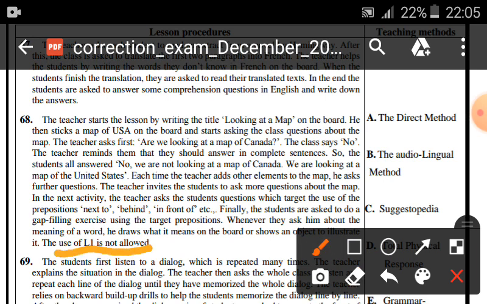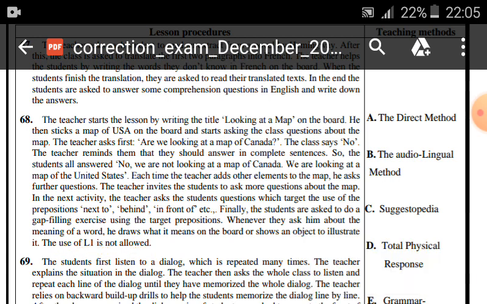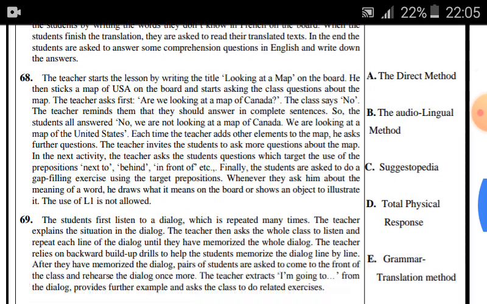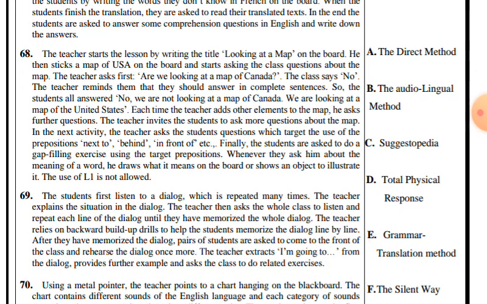The use of first language is not allowed. As I told you in the definition of the direct method, no translation is allowed. This is also a keyword. Map, looking at a map, is also another keyword. So these are keywords that you can depend on to suggest the right answer.